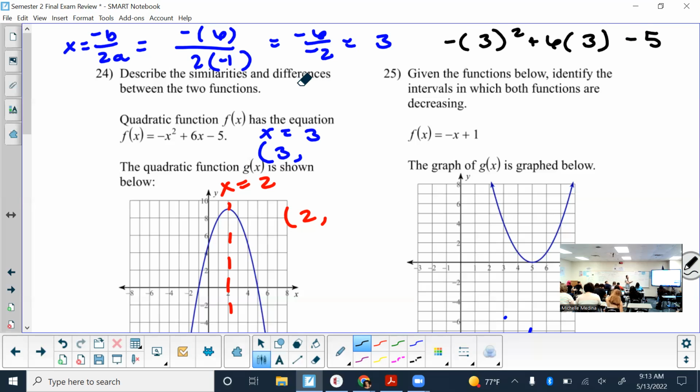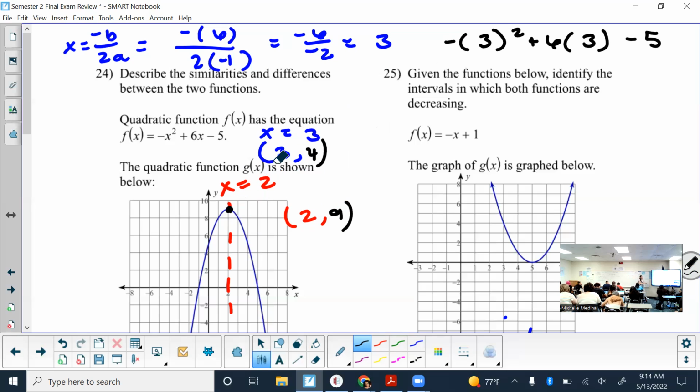And what do you get when you plug it in? Four. Thank you. So plug it in, you get 4. If you plug it in the wrong way, you get 22, and it's not. All right, now for the graph, you should be able to just identify the vertex by looking at it. What is the coordinate there? 2, 9.